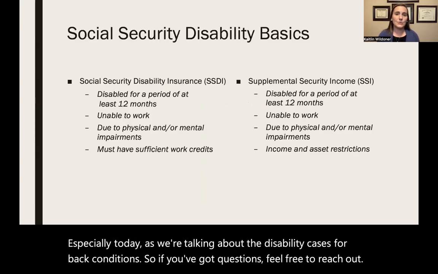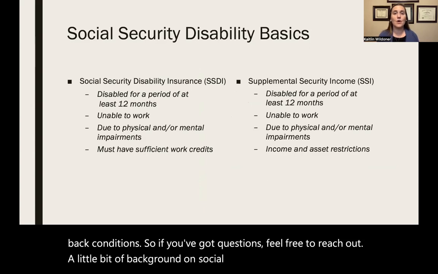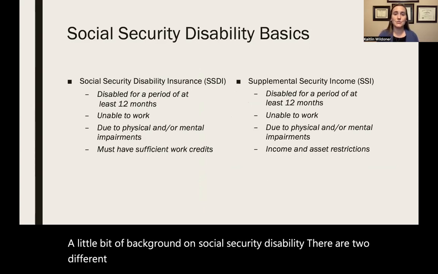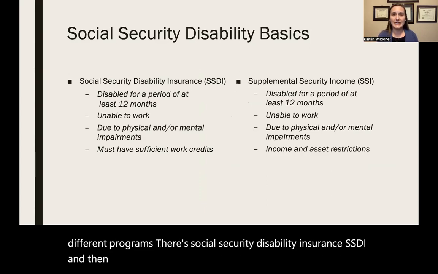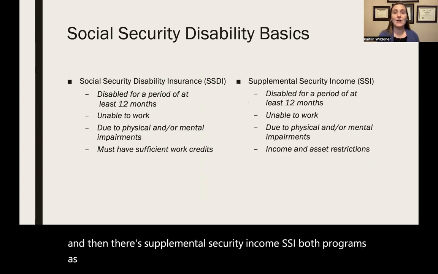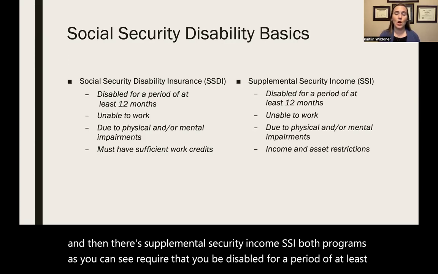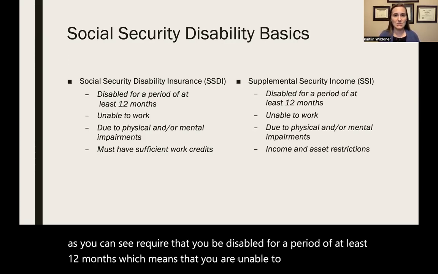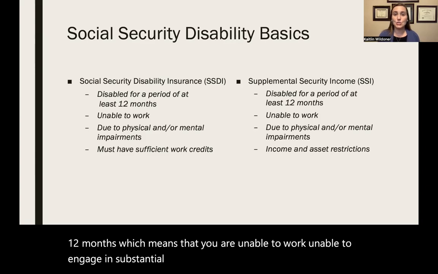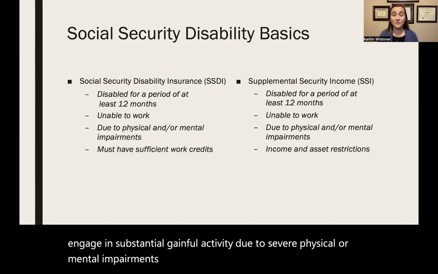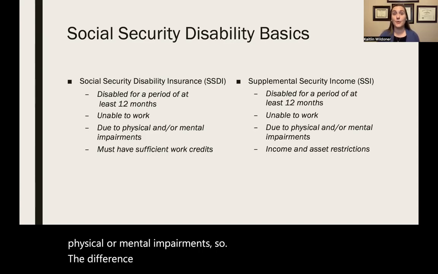A little bit of background on Social Security disability. There are two different programs. There's Social Security Disability Insurance, SSDI, and then there's Supplemental Security Income, SSI. Both programs require that you be disabled for a period of at least 12 months, which means that you are unable to work, unable to engage in substantial gainful activity due to severe physical and or mental impairments. So the difference is the other prong.